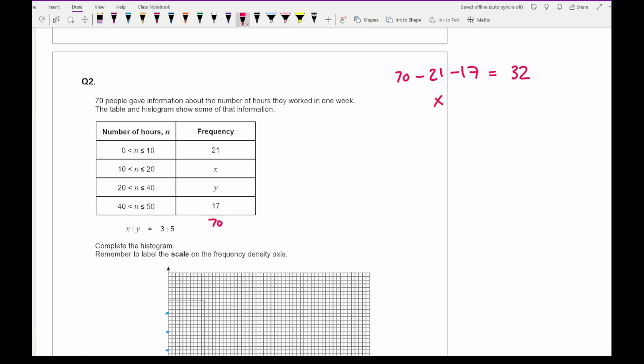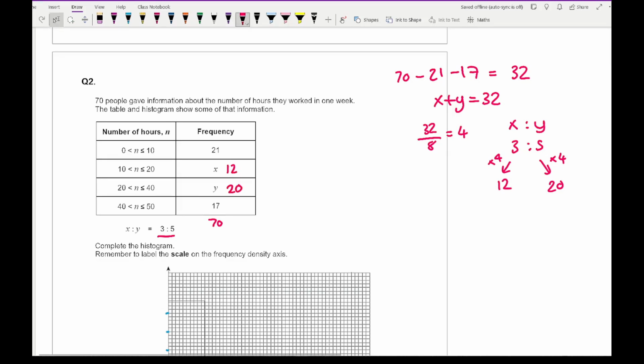And so X plus Y equals 32. Now they are in the ratio of 3 to 5, so if I write that as a ratio, X to Y is in the ratio of 3 to 5, so 32 divided by 8 gives me an answer of 4. And then all I need to do is 3 times 4, which is 12, and 5 times 4, which is 20. So that means that X is going to equal 12 and Y is going to equal 20.